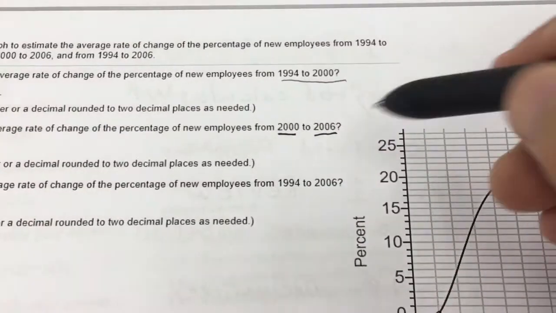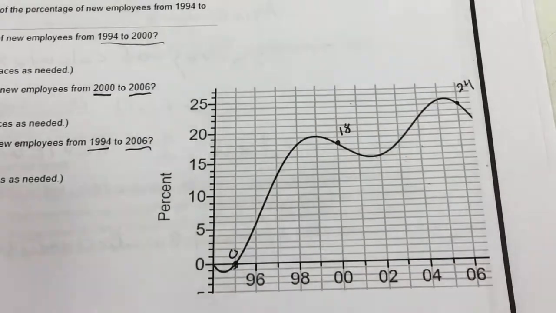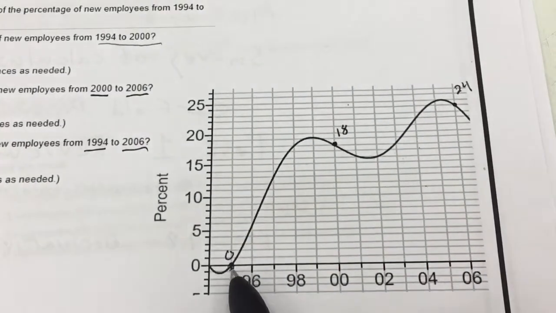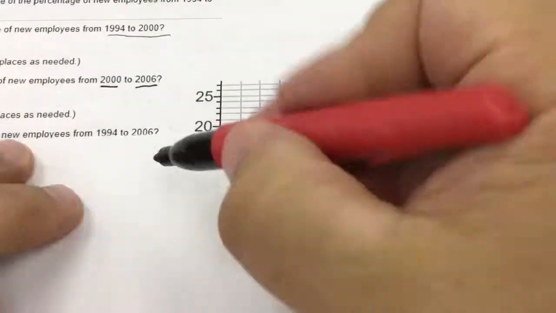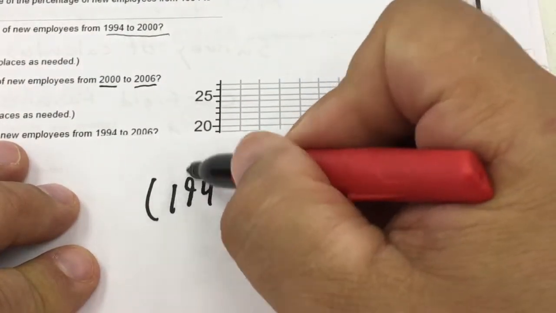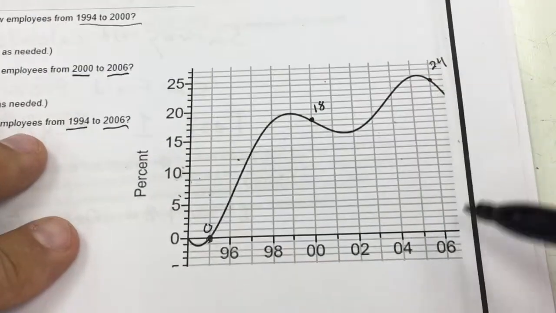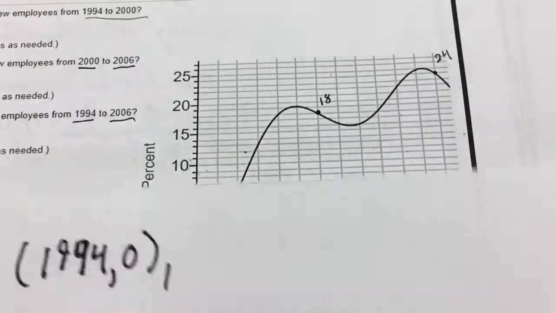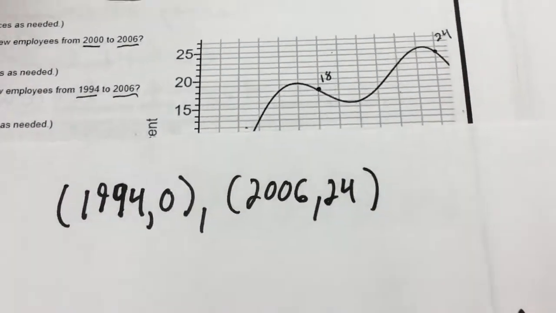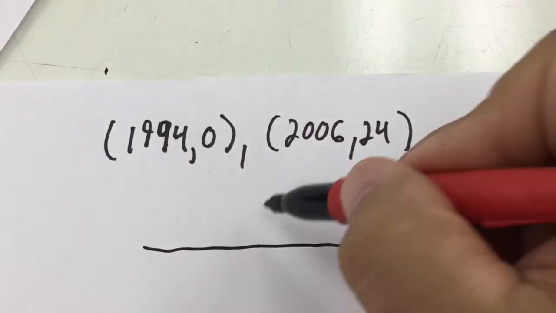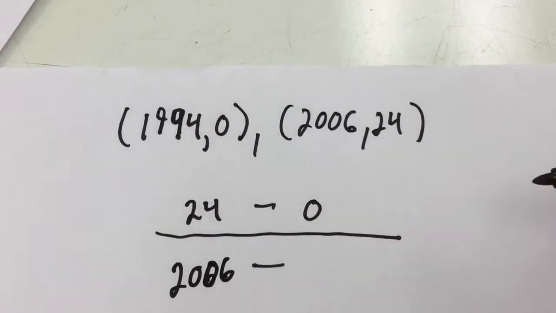Now they want me to do it from 1994 to 2006. Let's recall 1994 was at 0. So our two coordinates are going to be 1994, comma 0, and 2006, comma 24. Find the slope between those two points. Use the slope formula. It's going to be 24 minus 0 over 2006 minus 1994.